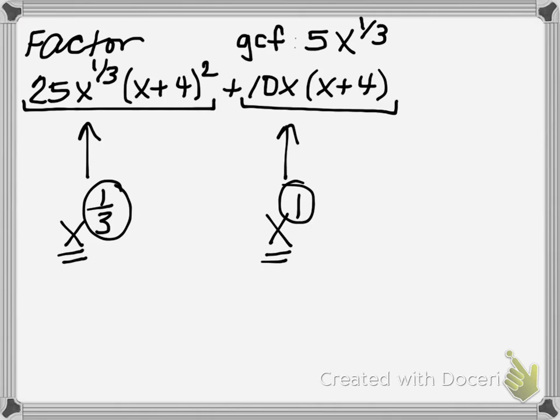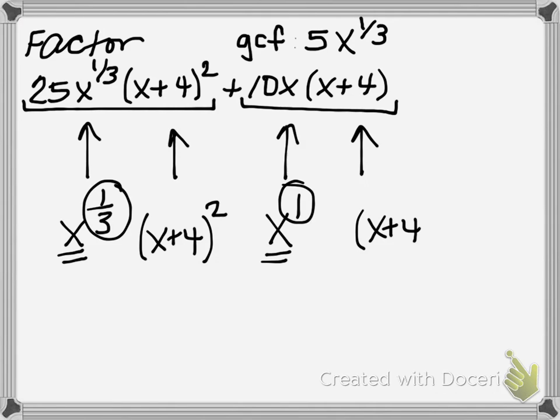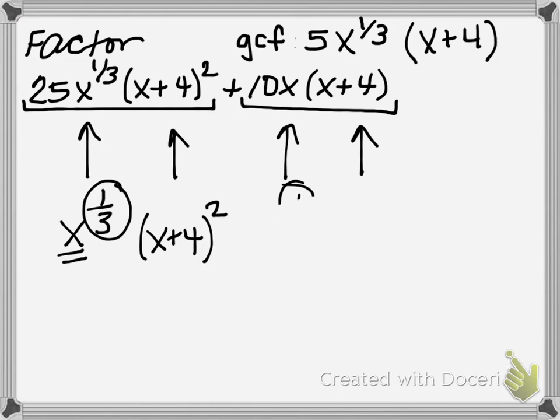And then the same thing goes for the x plus 4 to the second, and here x plus 4 to the first. So once again, looking at the smaller exponent, if we have x plus 4 to the second and x plus 4 to the first power, then we're going to be choosing x plus 4 to the first because the exponent is smaller. So the base is x plus 4, and it'll just be to the first power. So there's our GCF. This is what we're going to factor out.